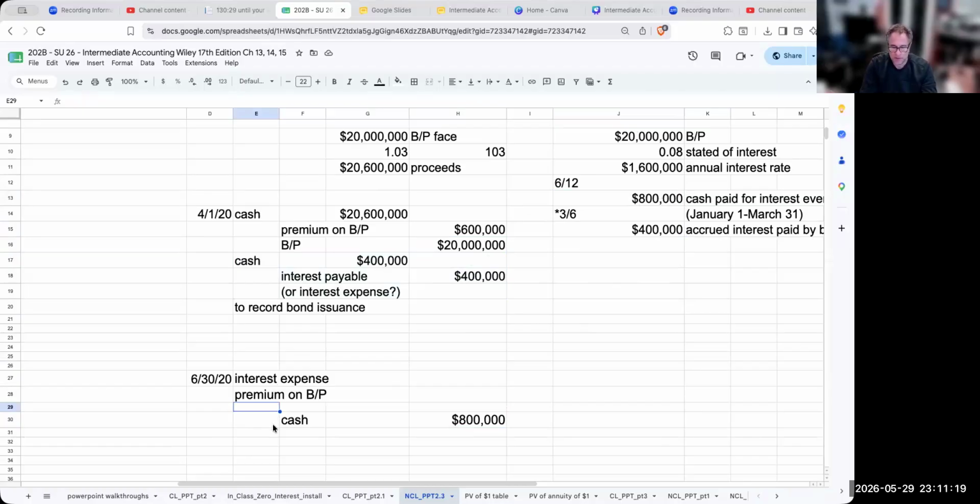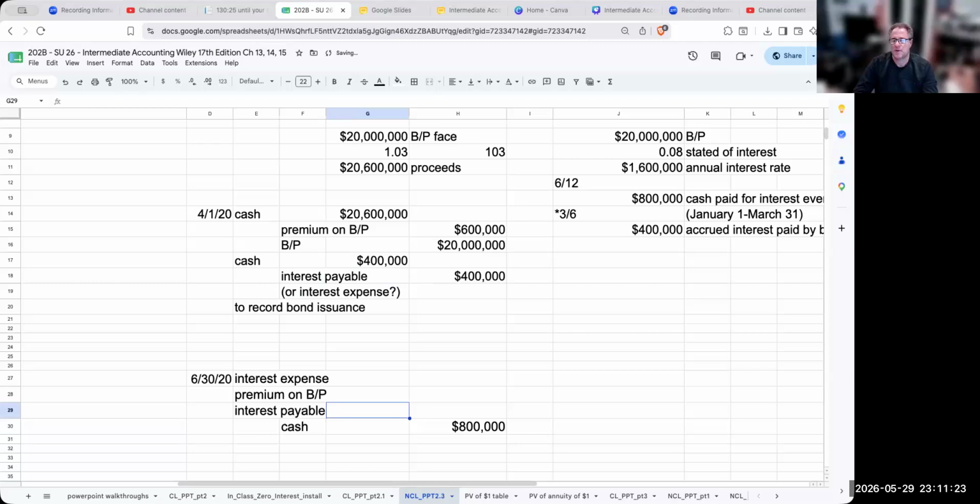Now, when I come over here, I'm going to debit interest payable, and this interest payable amount is going to be for the 400,000. Now, here's where we get interesting. And remember, if we were not doing effective interest method, we're using straight line amortization. What exactly does that mean?